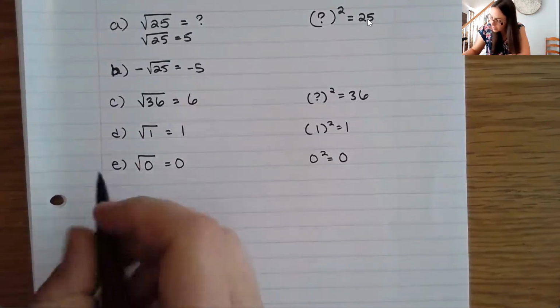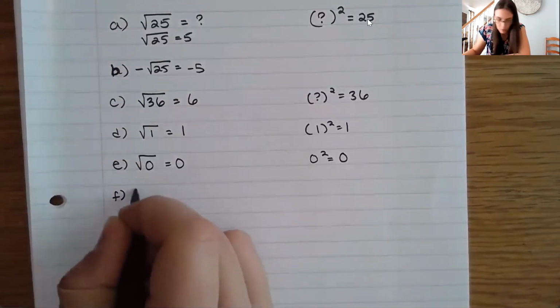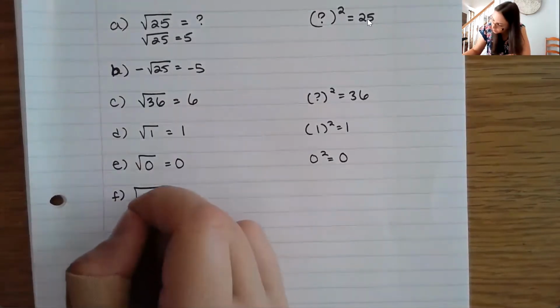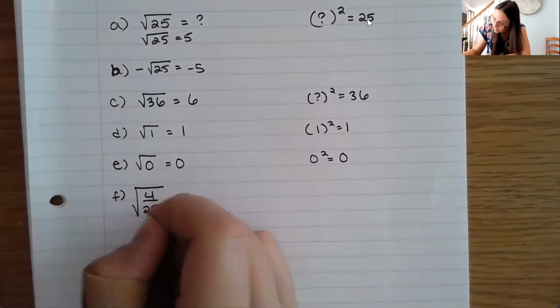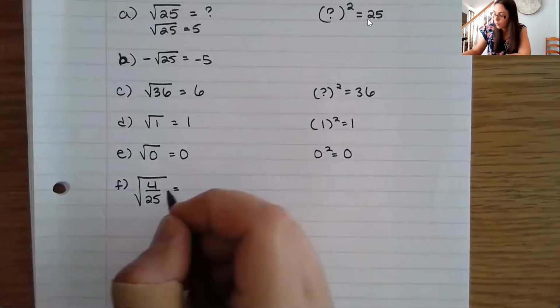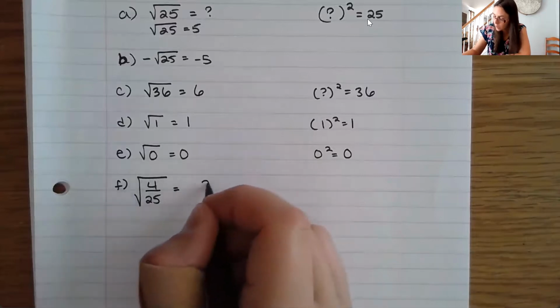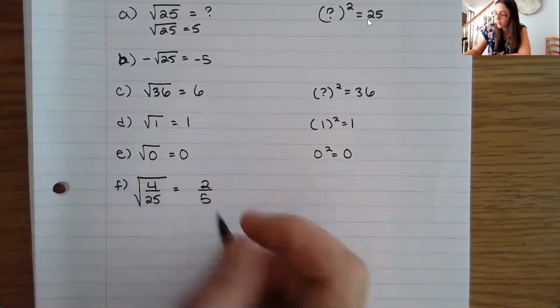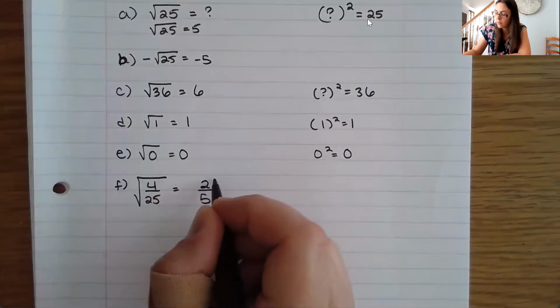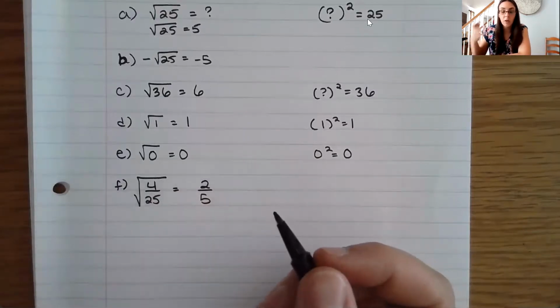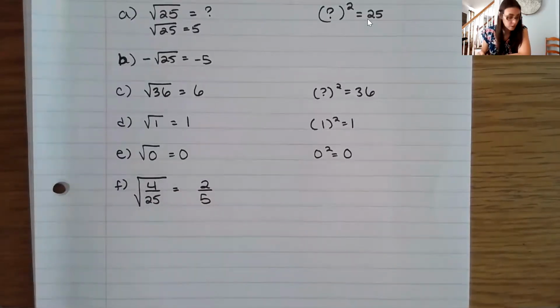We can also apply this to fractions. So if I want to do the square root of 4 over 25, so the square root of 4 is 2, and the square root of 25 is 5. So if I think about this, 2/5 squared would be 4 over 25. So I can also apply the same idea to fractions as well.